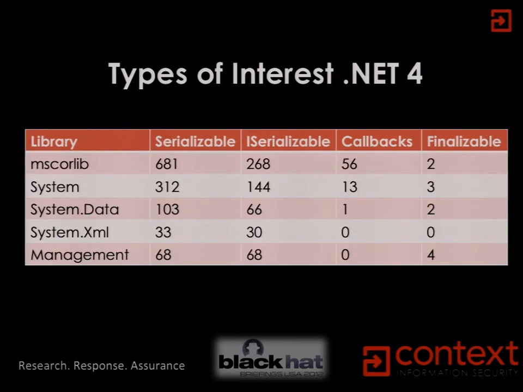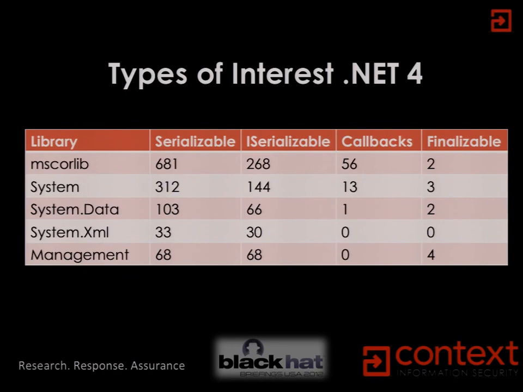So I did what anyone would do. I wrote a program to basically hunt for bad stuff. In this case, I wrote a tool, first and foremost, to go searching for serializable types. This is just an example of five of the main libraries in the framework and the rough counts of the number of classes which are serializable.